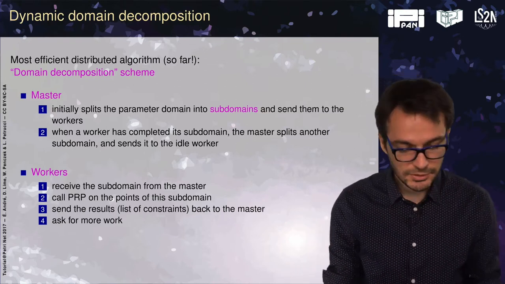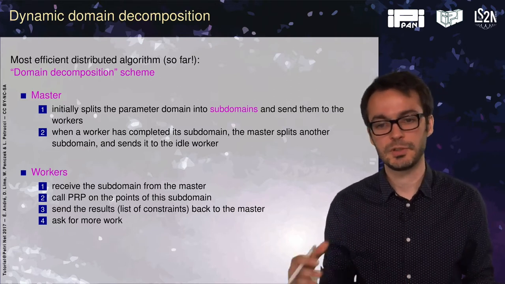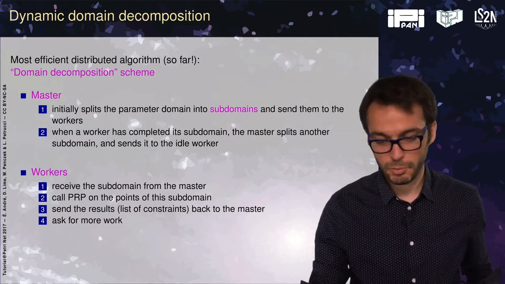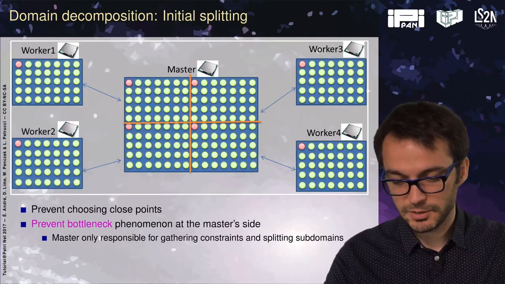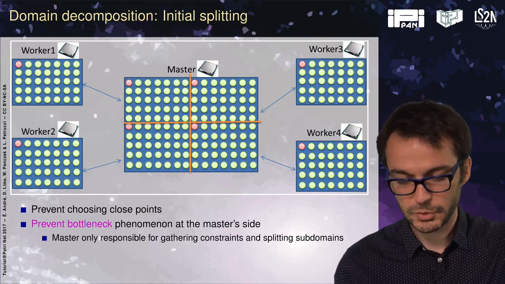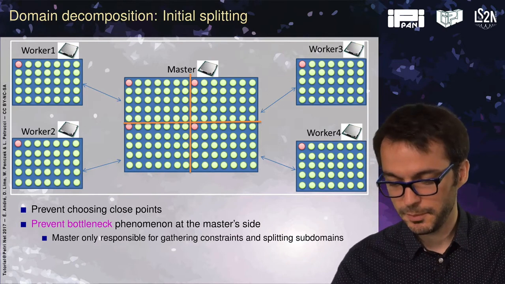The workers, nothing has changed. They receive the subdomain, they call PRP on all points until everything is done. Then they send the result back to the master and they ask for more work. So initially we have this 2-dimensional domain. We have 4 workers, so we just split into 4, okay? And the master will just give a part to each of them.